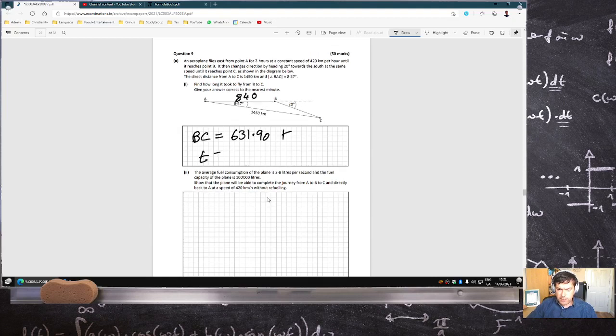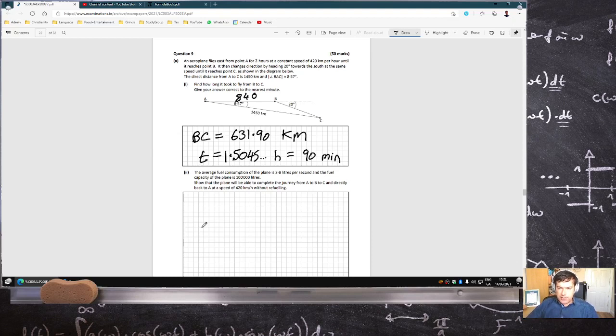The time is the distance over the speed. So that would be 1.5045, etc., hours, which is 90 minutes to the nearest minute.